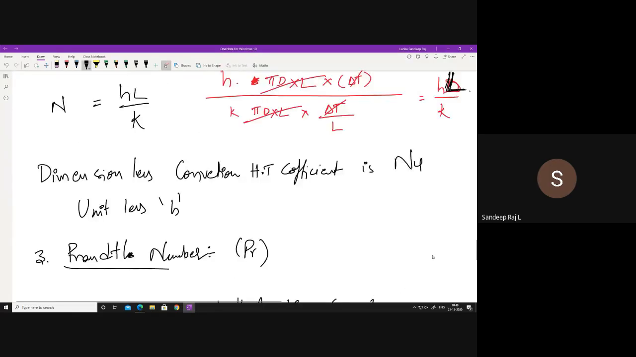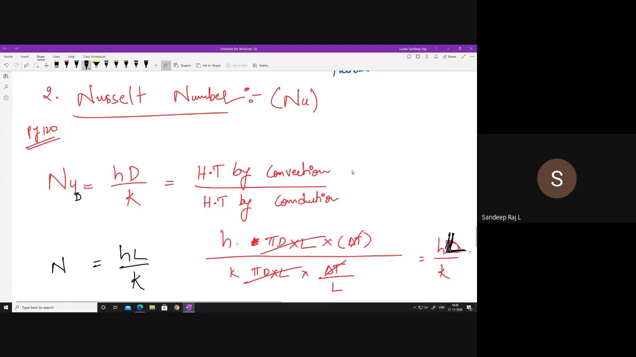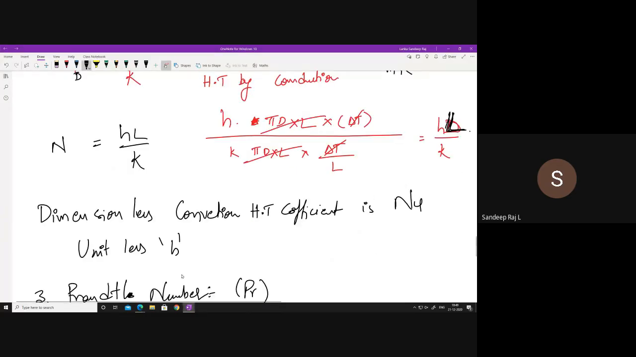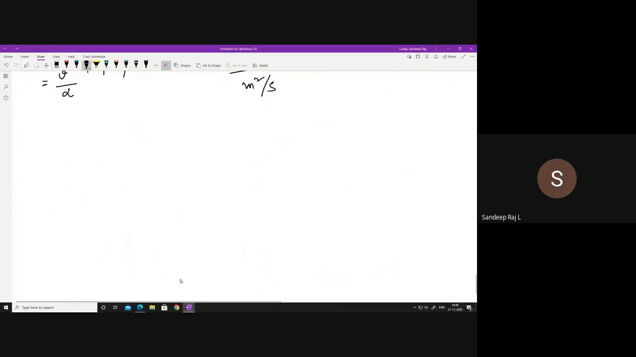Likewise, this Nusselt number also, what is the unit for h? Somebody tell me what is the unit for h? It is watt per meter square Kelvin, and for D it is meter, and in the numerator k unit is watt per meter Kelvin. So watt per meter Kelvin by watt per meter Kelvin will yield you no unit. So these are all the non-dimensional terms that we must remember while solving a problem in unit 3.